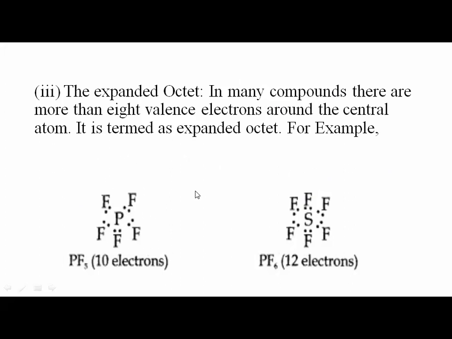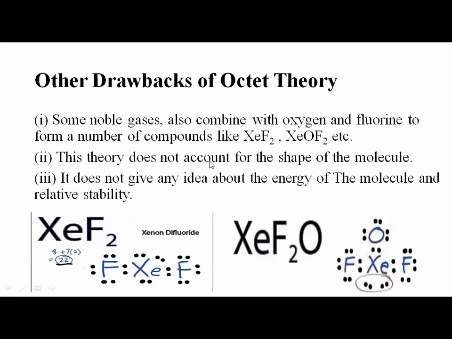Expanded octet, electron rich molecules show. What were the other drawbacks of octet rule? Some noble gases also combine with oxygen and fluorine to form a number of compounds. According to the octet rule, noble gases have 8 electrons in their outermost shell. Therefore, they are very stable, as they do not react with any other atoms.